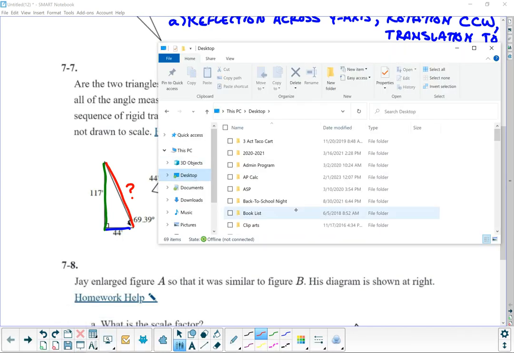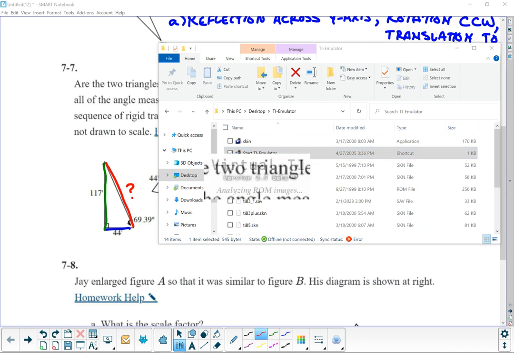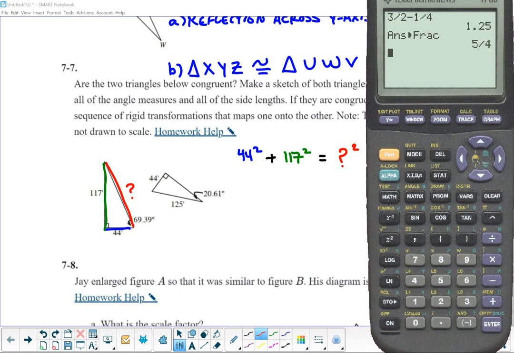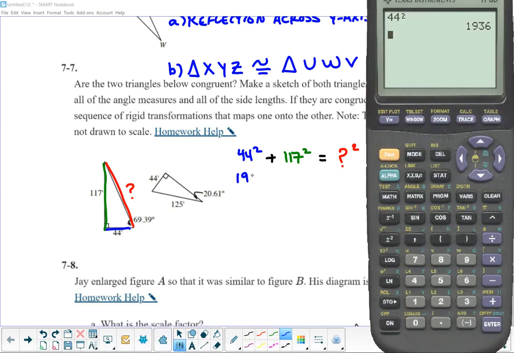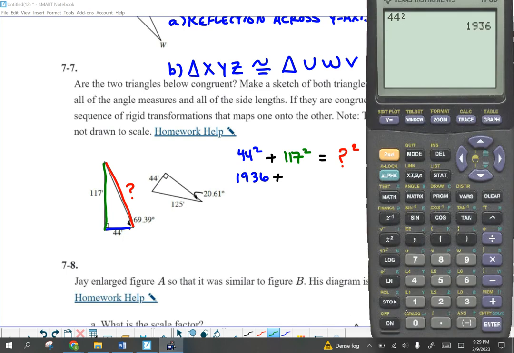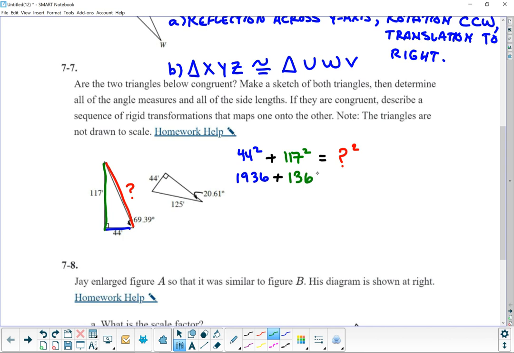I definitely need a calculator. So I need 44 squared, which is 1936, plus 117 squared, which is 13,689. Together that gives me my missing side squared.